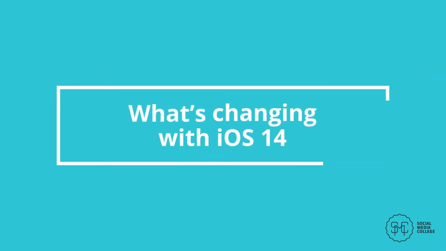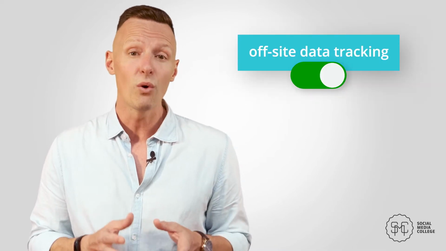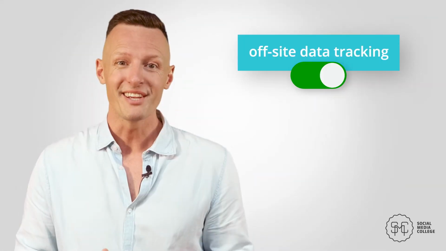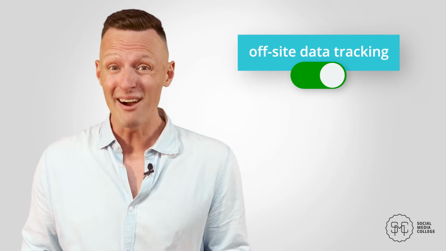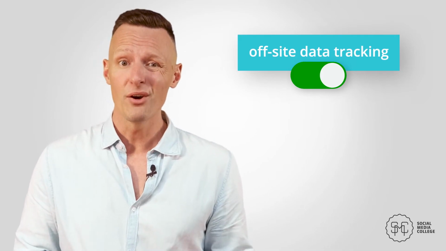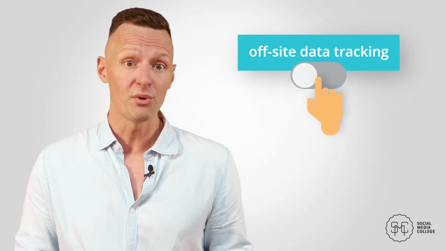What's changing with iOS 14? Before now, the default status for most apps and desktop sites was that data tracking was automatically enabled. Previously, if everyday users wanted to opt out of this type of tracking, they'd need to go into the iPhone settings to disable off-site tracking.